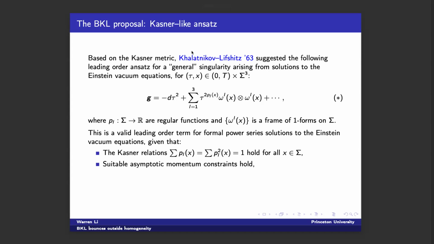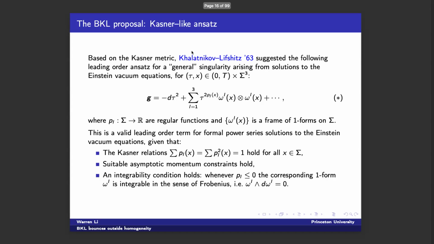There's also, we need some momentum constraints, which I won't talk about at all, but here's the important thing. They see that whenever any of these exponents is negative, say p_1 is negative, then the corresponding one form omega 1, in order for this to be a reasonable leading order term, has to be integrable in the sense of Frobenius, so that it defines a hypersurface. That's equivalent to this extra differential equation. I want to mention one thing already.